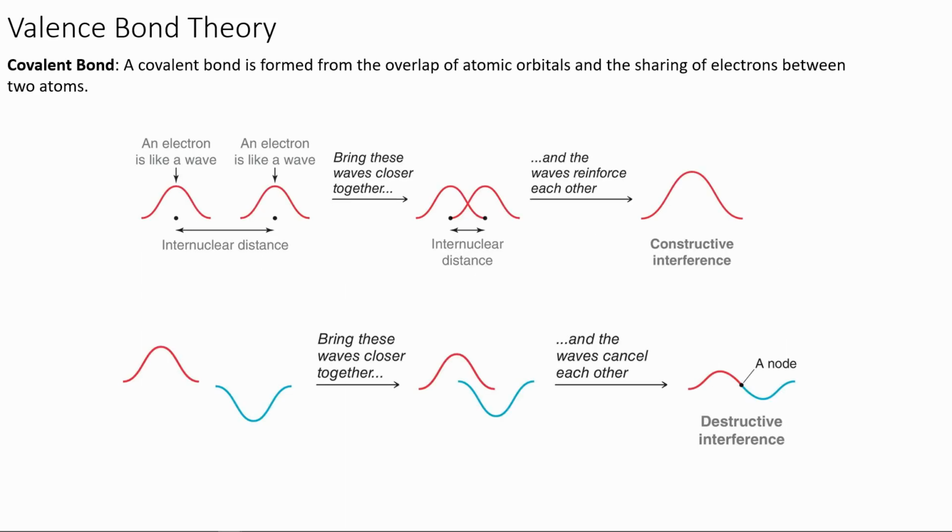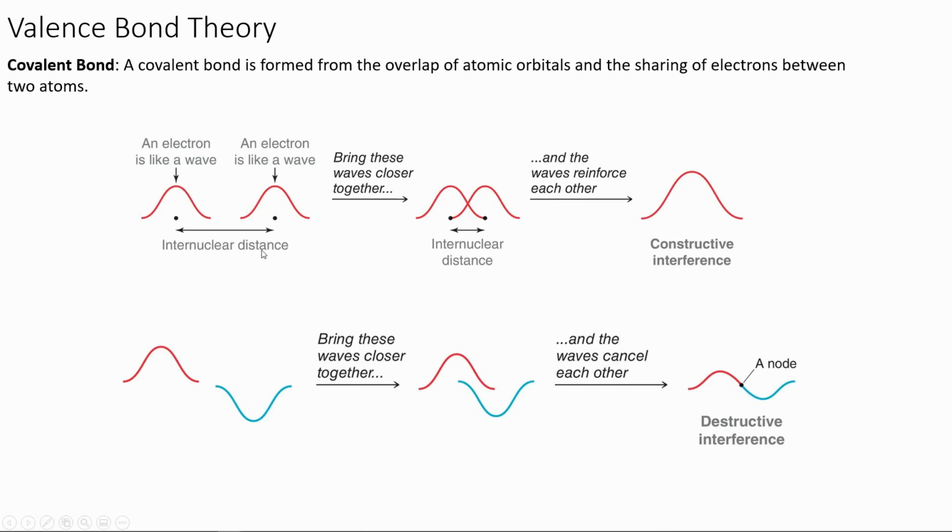When we're going to make a bond, we're going to have these two waves interacting with each other. So if we have two atoms, as the atomic orbitals overlap and the atoms share the electron density with each other, the waves get closer together. We have two potential ways for this to occur.